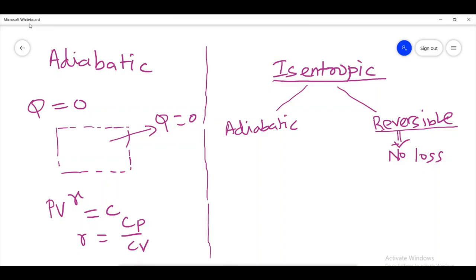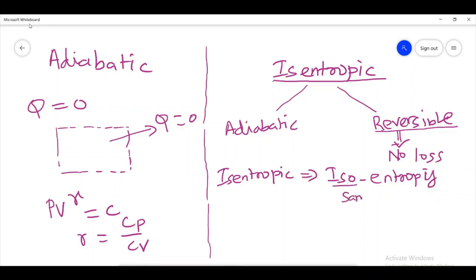Isentropic, the name itself: we can write it as iso-entropic, or we can say isoentropy also. Iso means same. So it is nothing but same entropy. What is meant by same entropy?